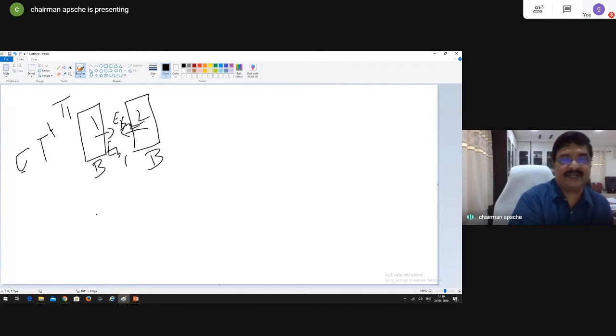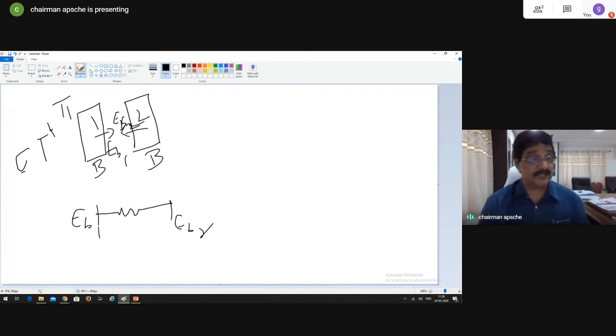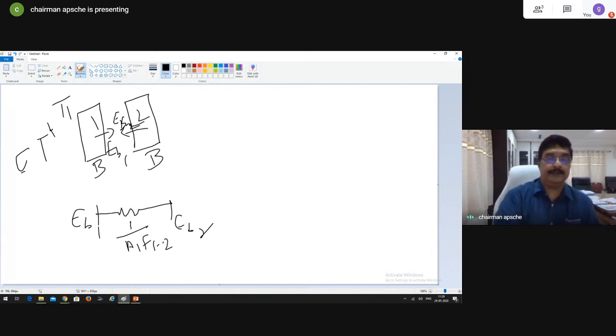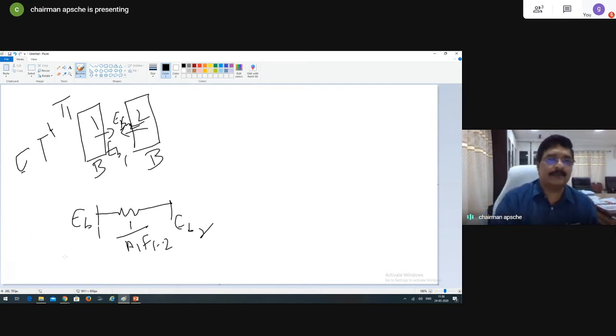So the net radiation heat exchange between 1 and 2 is only the shape resistance. Because EB1 and EB2 are coming out of the surfaces, there is no surface resistance because both are black bodies, and therefore there is only one resistance, which is 1 by A1 F1 to 2, or if you apply reciprocity theorem, 1 by A2 F2 to 1. So this is about a black body.